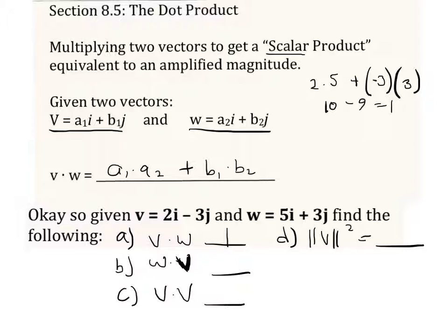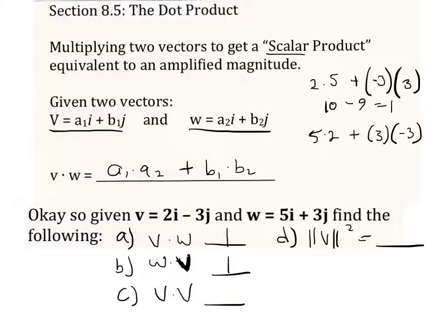If you were to go in reverse, say w dot v, we would have 5 times 2 plus 3 times negative 3, and lo and behold, we end up with 1 again. Okay, so that's a property of dot products. That means that no matter which way you multiply, you'll get the same answer.